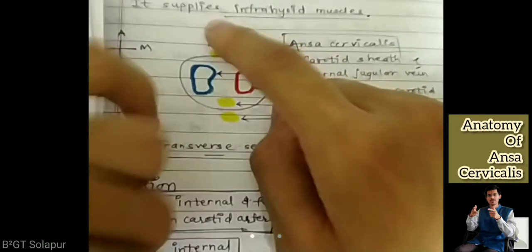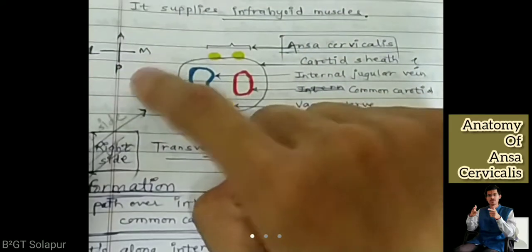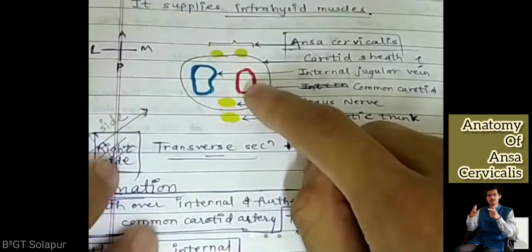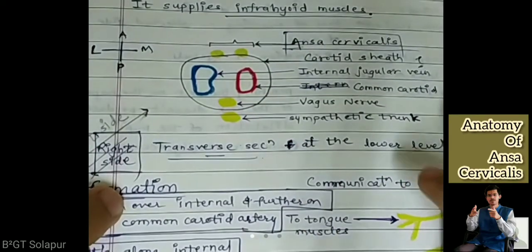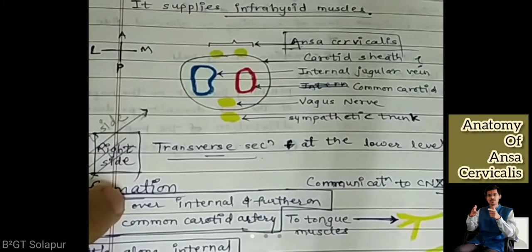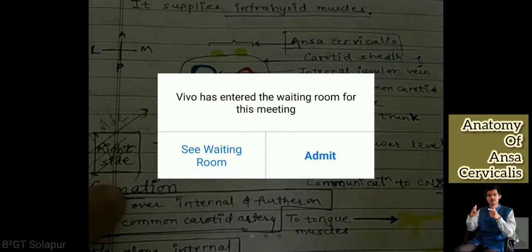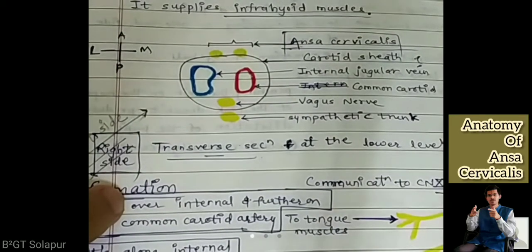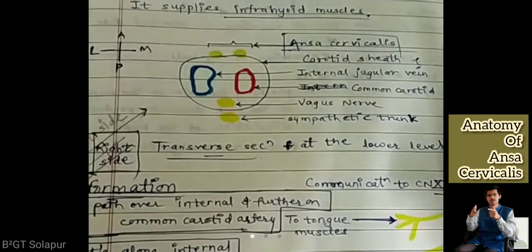Now we will see how the ansa cervicalis is formed. I hope you are able to get oriented to this diagram. Yes, this is the anterior, this is the posterior, already oriented on the left side. So ansa cervicalis is embedded in the anterior wall of the carotid sheath and the lower part of the larynx, not pharynx, sorry, larynx. I will show it to you in the anatomy.